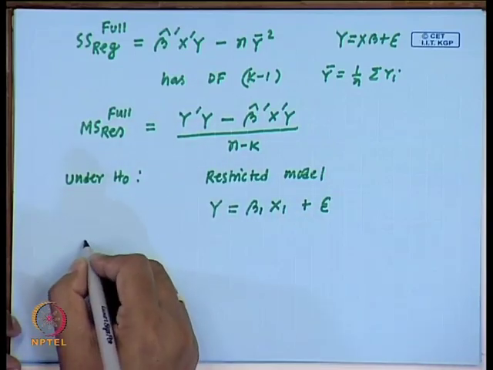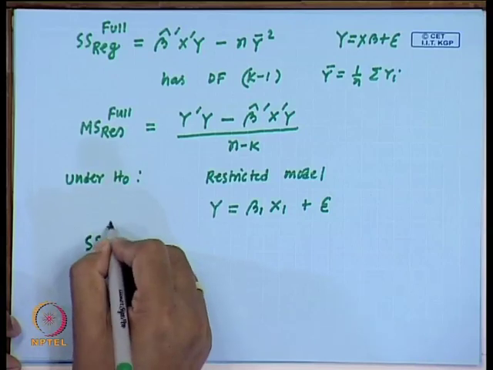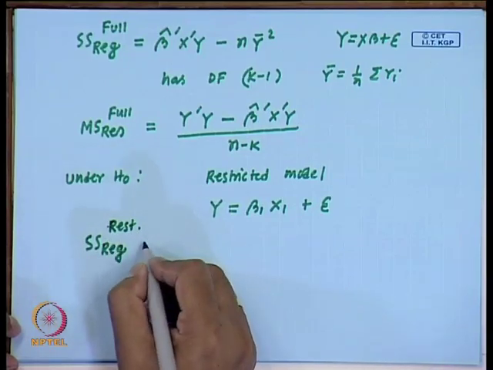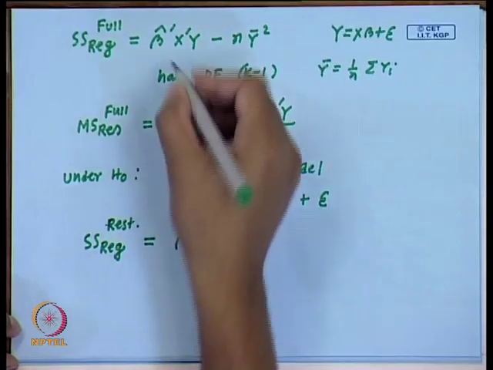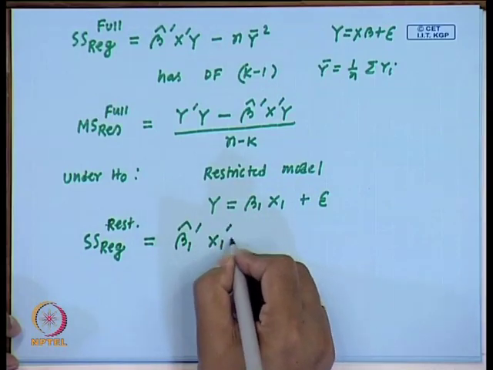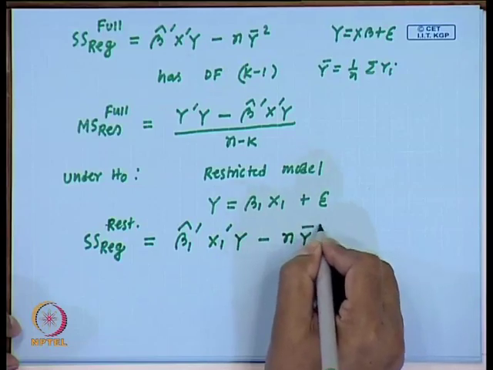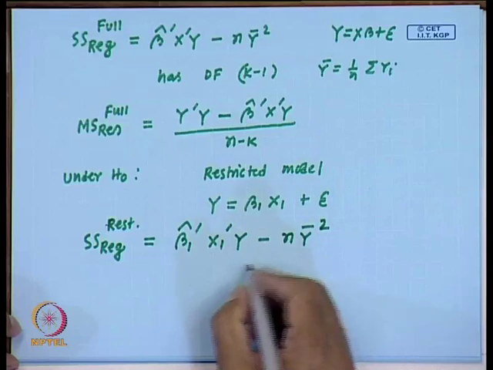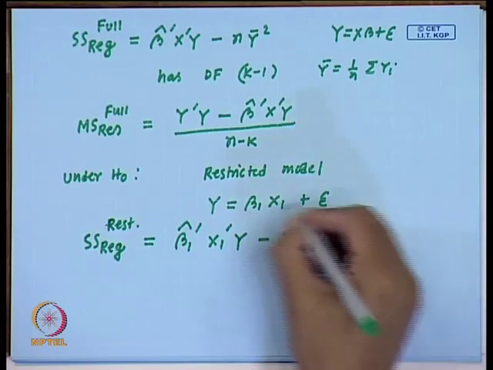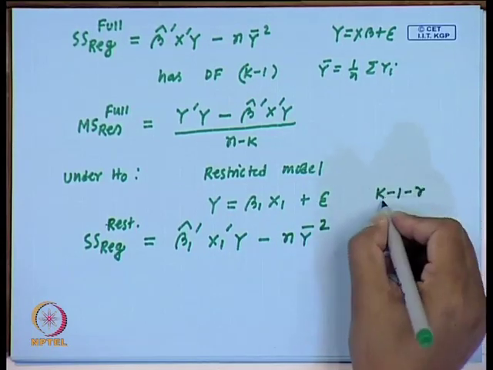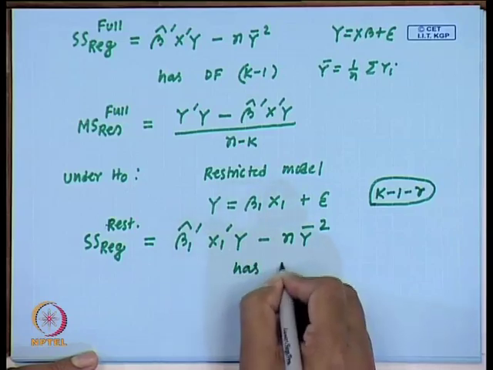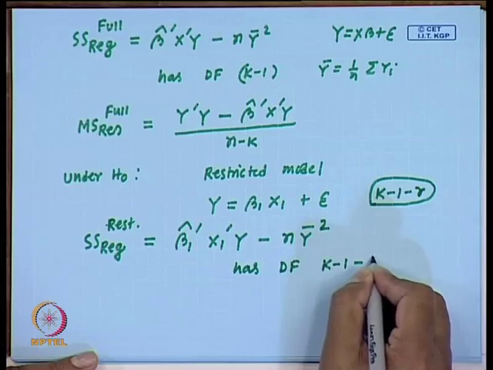So, under this restricted model, my SS regression, I said restricted, so this is the notation SS regression under the restricted model. This is going to be the same thing, just I will replace beta hat by beta 1 hat and X by X 1, X 1 dashed y minus n y bar square. Here you have not k minus 1 regressors, you have k minus 1 minus r regressors in this model, because we have removed r regressors from this model. So, this has degree of freedom k minus 1 minus r.